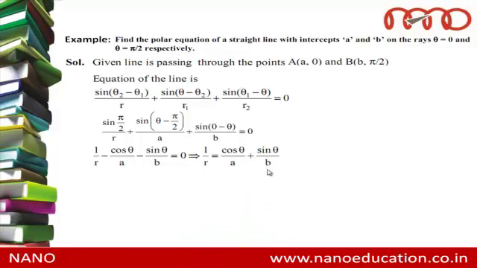or rearranging, 1 by r is equal to cos theta by a plus sin theta by b, and this is the equation of a straight line with intercepts a and b on the rays theta equal to 0 and theta equal to pi by 2 respectively. Now if you take this r to the other side, r cos theta we know is x in Cartesian form, r sin theta is y in Cartesian form. So this equation looks like x by a plus y by b is equal to 1.